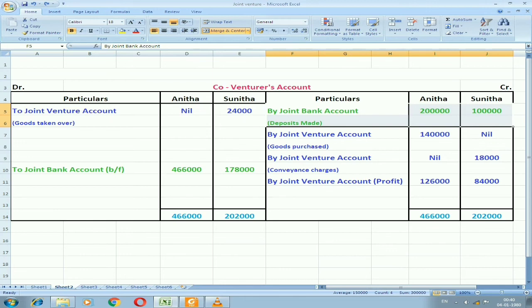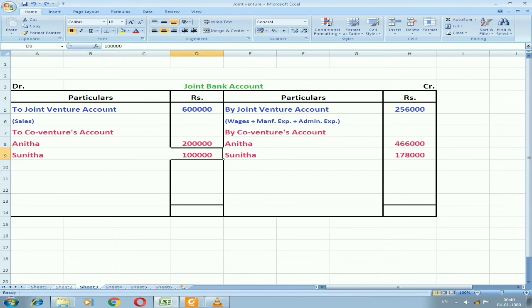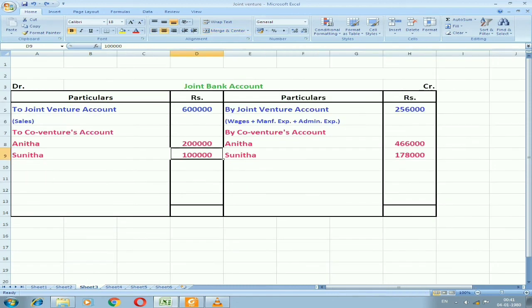So in this we have on credit side. So in joint bank account it will be on debit side in the form of To co-ventures account. So let us record it, To co-ventures account with the amount of Anita 2 lakh and Sunita 1 lakh. Apart from this, we don't have any entries related to joint bank account either in joint venture account or in co-venture account. So let us close the joint bank account. Both the sides we are supposed to get equal amount. So as you can see here, on the debit side as well as on credit side, we are getting the equal total as 9 lakh rupees.